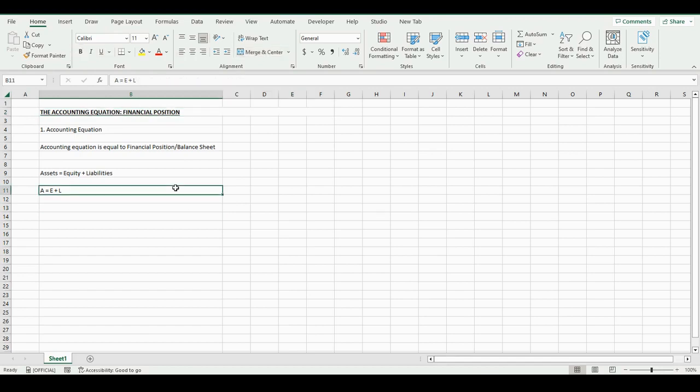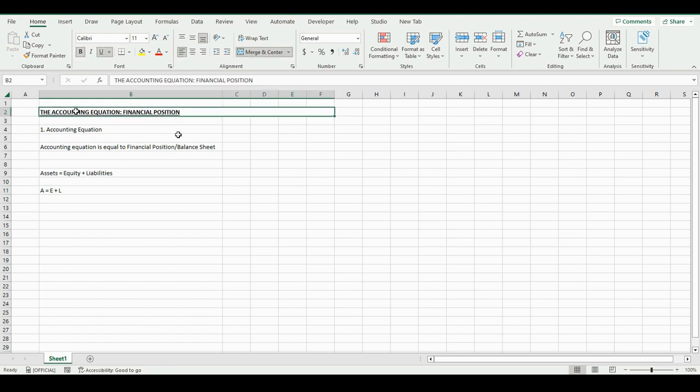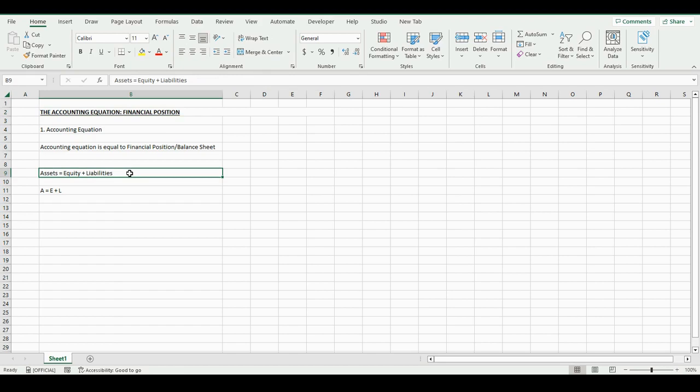So just sit still. The accounting equation is basically the same as the financial position, and the financial position is the same as the balance sheet, because a balance sheet is made up of your assets, your equities, and liabilities, right? So I don't want to jump and already give you examples of what these are.